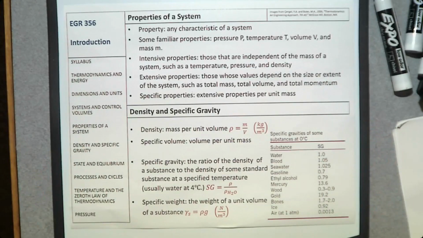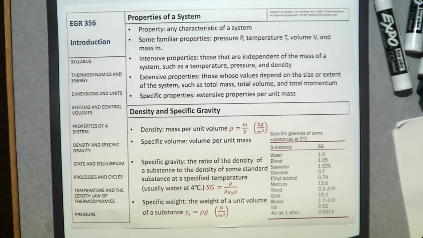Properties of a system. A property is any characteristic of a system such as pressure, temperature, mass, volume, energy, or anything, okay? And there are many properties for a system. However, there are 4 main properties that we are going to study in thermodynamics. They are pressure, temperature, volume, and mass. Among these properties, some are intensive properties, the others are extensive properties.